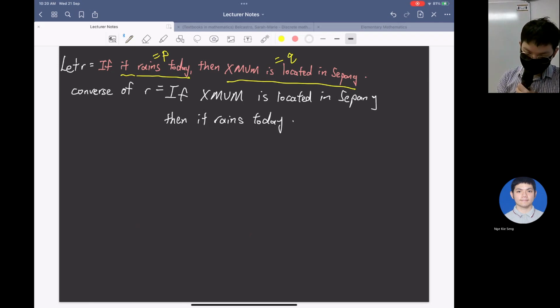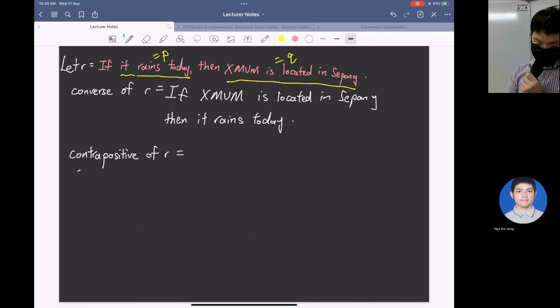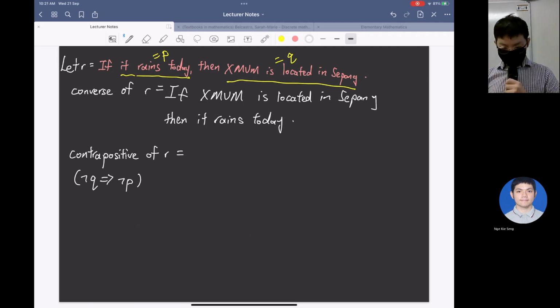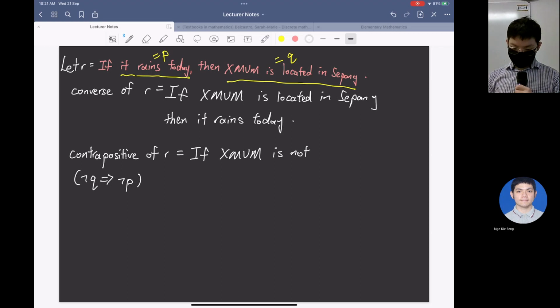Good. Maybe tell me what's the definition of contrapositive first. Not Q implies not P. So in this case, what do you have? If it is not located in Spain, then it doesn't have to.